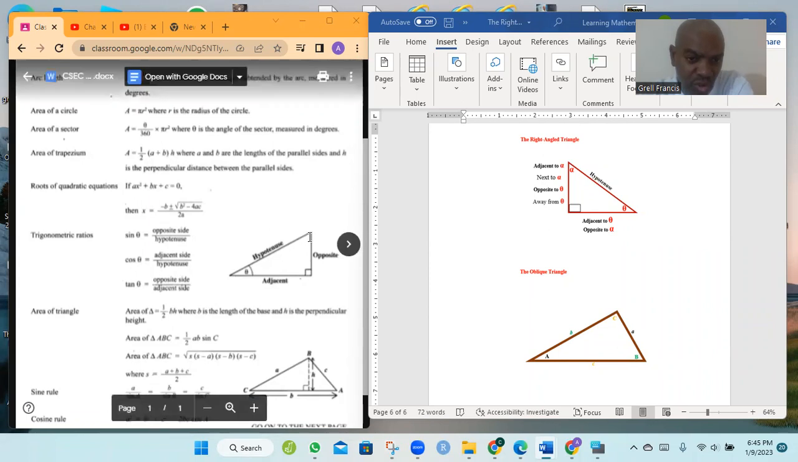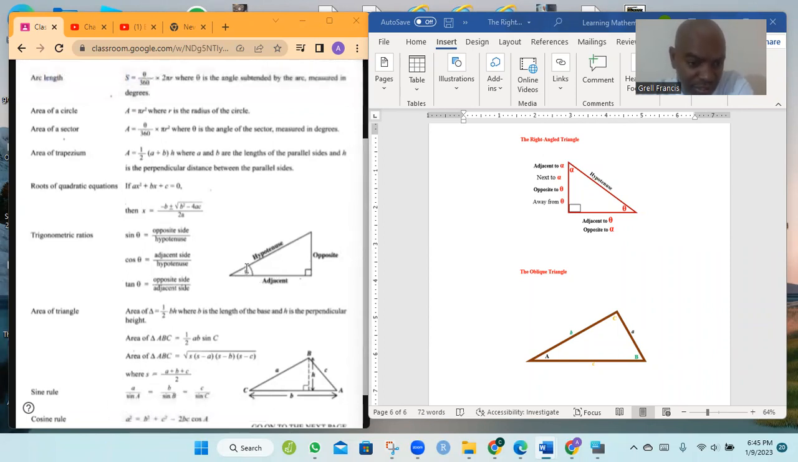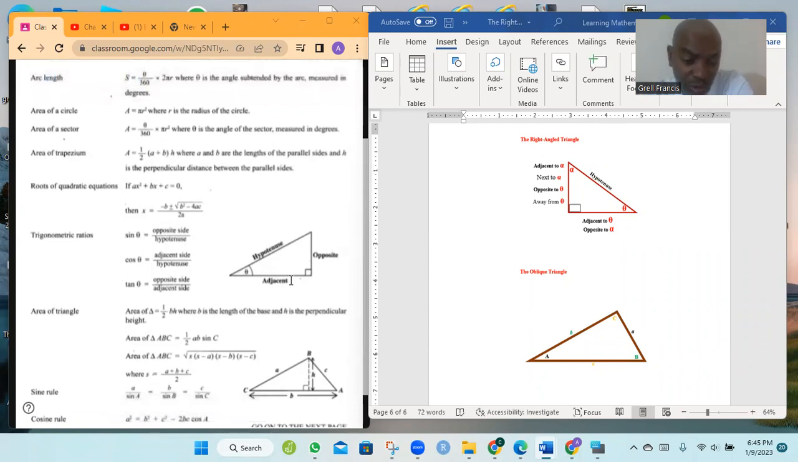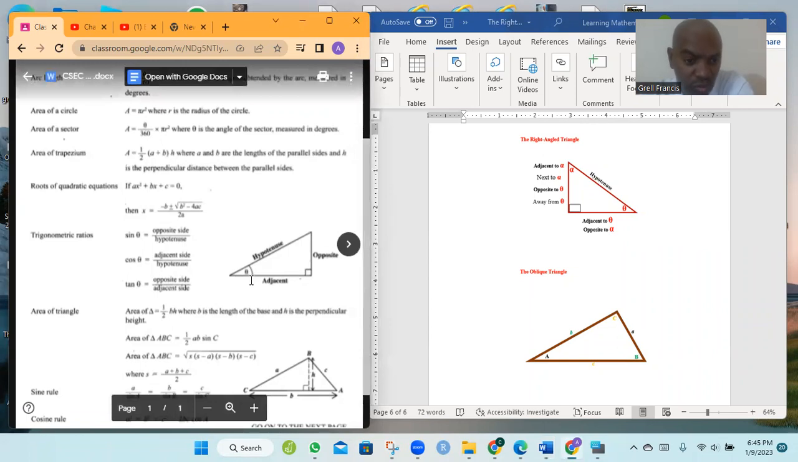But if angle theta was up there, that vertical side would be called adjacent to theta, and this horizontal side would be called opposite to theta. But because angle theta is here, this side is called adjacent to theta. They didn't write "to theta", they just write adjacent. But it's supposed to be completely written: adjacent to theta and opposite to theta.